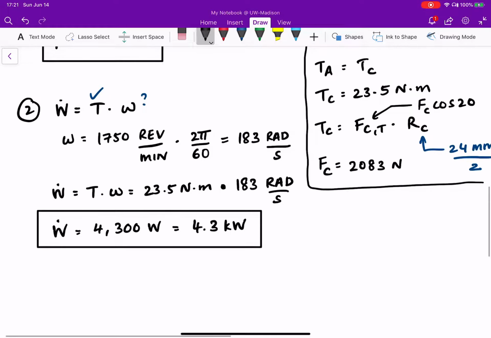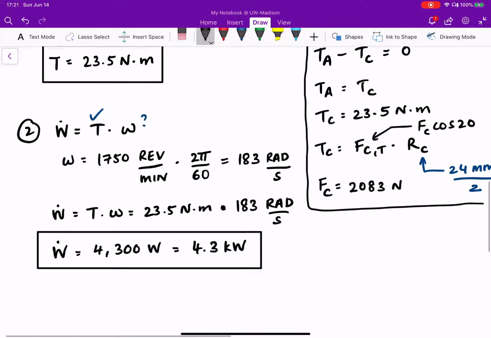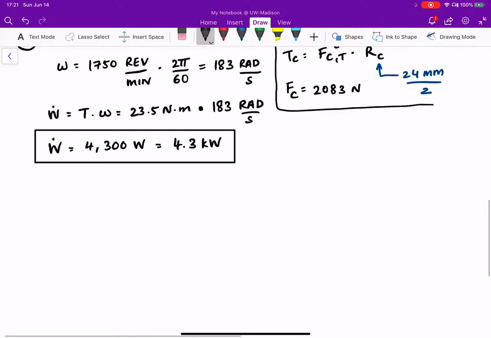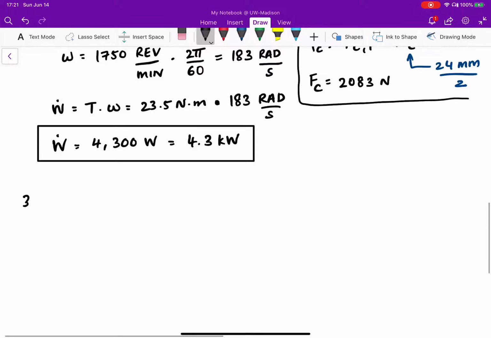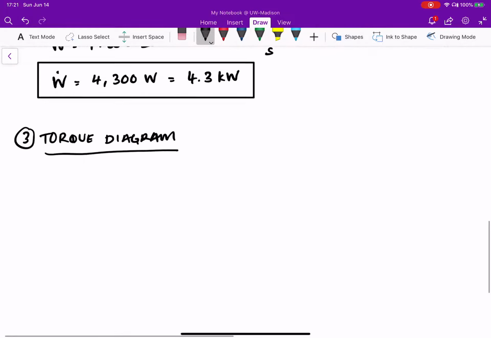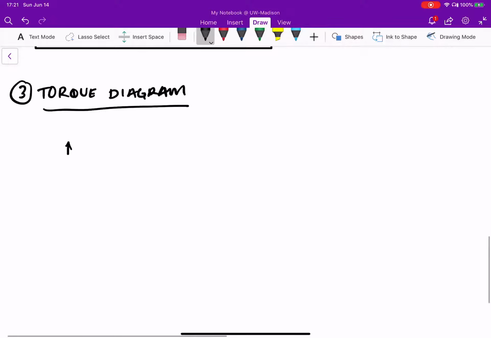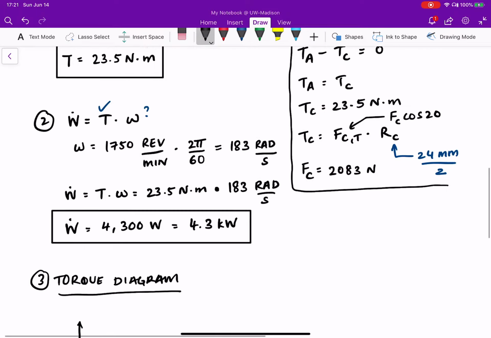Okay, so now that we have the power, part 3 asks us to sketch the torque diagram of the shaft. So what exactly is a torque diagram? Similar to shear and bending moment diagrams that you did in 306, a torque diagram is basically asking you for the value of the torque as you move along the shaft, right? So let's look at our schematic.